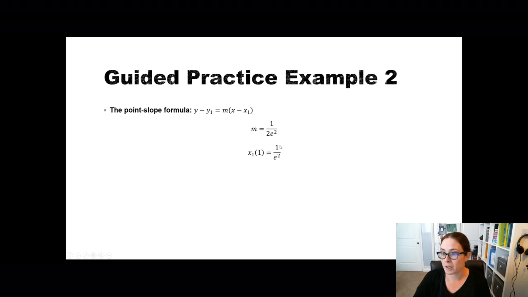So x at 1 is going to be 1 over e squared, and y at 1 will be the natural log of 1, which is 0. So I've got all the pieces now to plug into the point slope formula and get my equation. I plug in y and x and the slope, and then I'll do a little bit of simplifying by, I can drop the 0 and I can distribute the slope in there, and I end up with this equation for the tangent line at t equals 1.